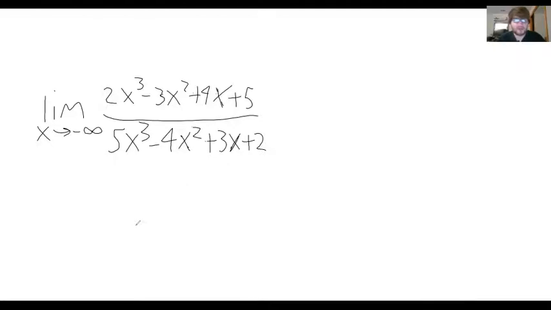So here we have our second example. We have the limit as x approaches negative infinity of 2x cubed minus 3x squared plus 4x plus 5 over 5x cubed minus 4x squared plus 3x plus 2.